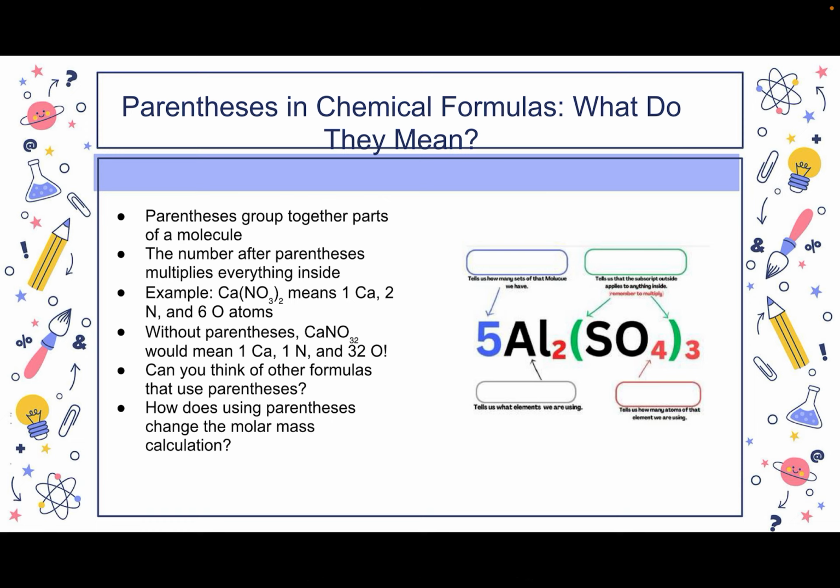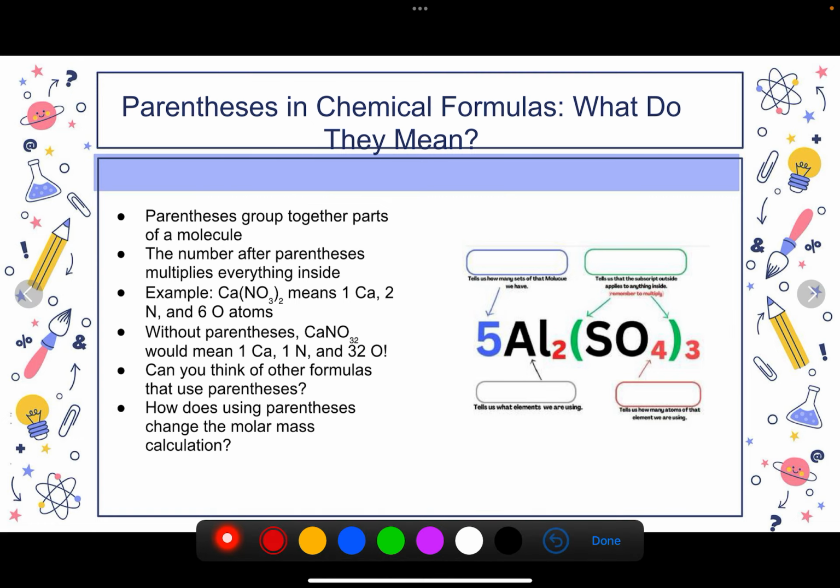Now it gets a little more complicated when we have parentheses. The parentheses affect everything inside the parentheses. So instead of just having 1 sulfur, because notice it doesn't have any subscript, so we assume it's 1, it has 3 sulfurs because we're multiplying by 3 here. And instead of having 4 oxygen, we have 12 oxygen. And we have 2 aluminum.